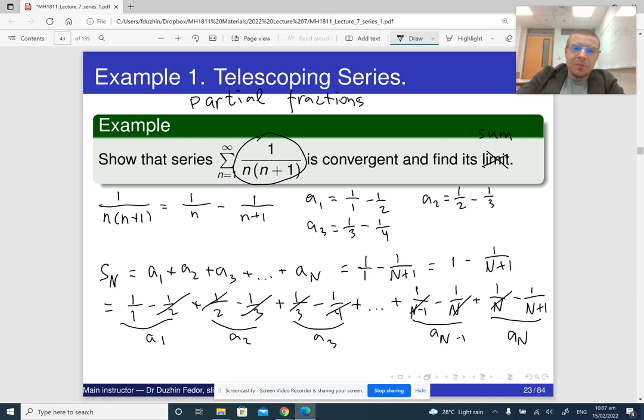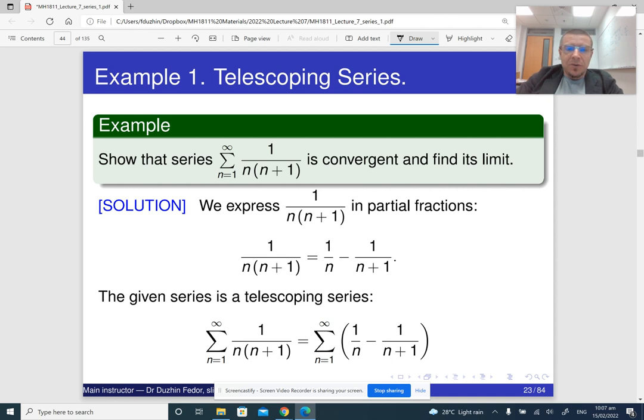And by definition, the sum of the infinite series is the limit of the sequence of its partial sums. So this is, by definition, the limit as n goes to infinity of 1 minus 1 over n plus 1. And as n goes to infinity, this part just approaches 0 clearly. So this is just 1 minus 0, which is 1. Okay, so what we did is we have shown that this series converges because the sequence of its partial sums has a finite limit, and we also found this limit.